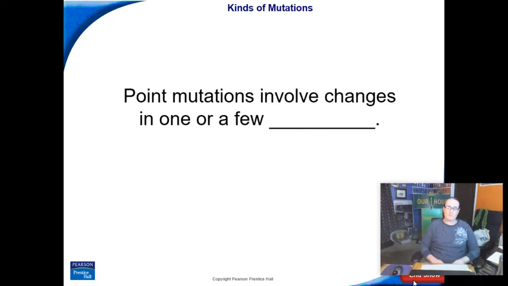All right, point mutations involve changes in one or a few what? And if you can't remember, take a look at number 28. You got it. One or a few nucleotides, which means that they are at very specific places in the DNA.